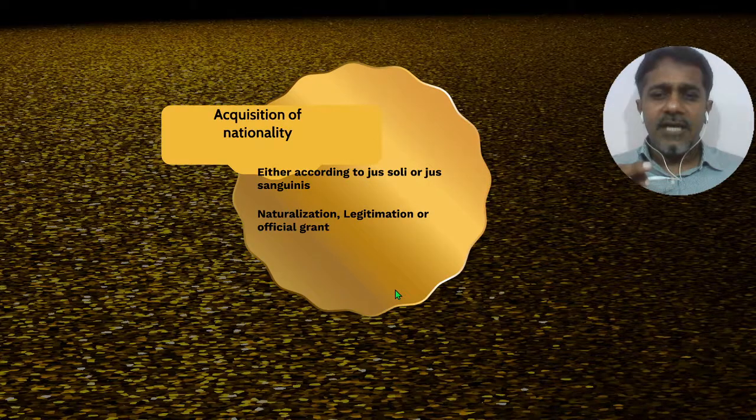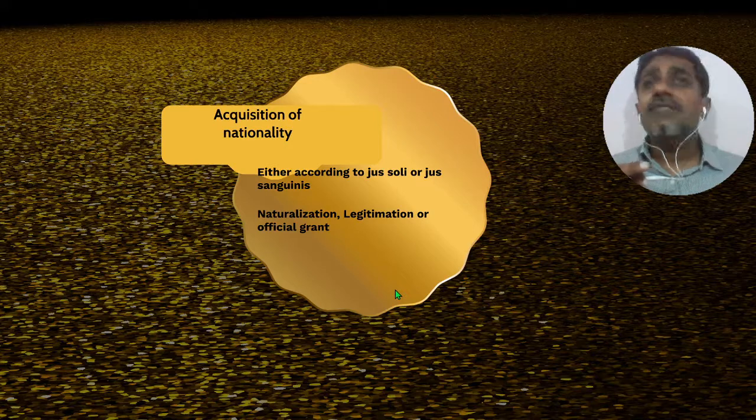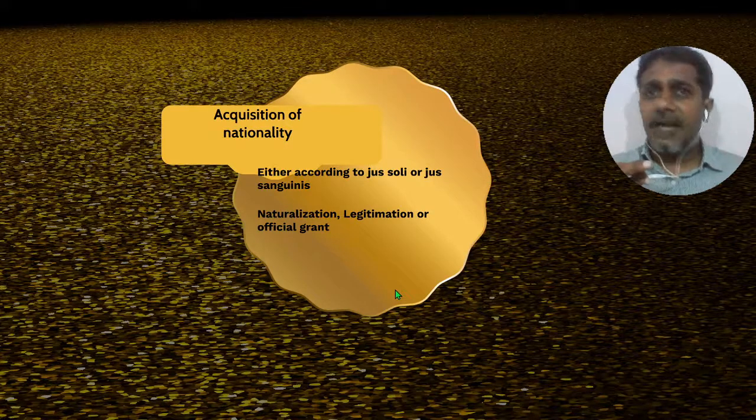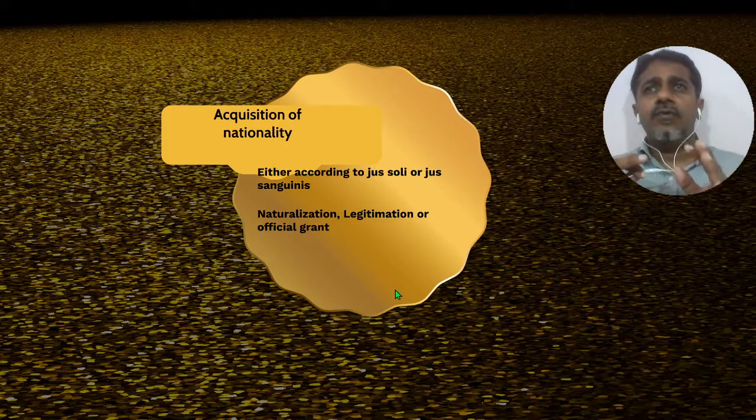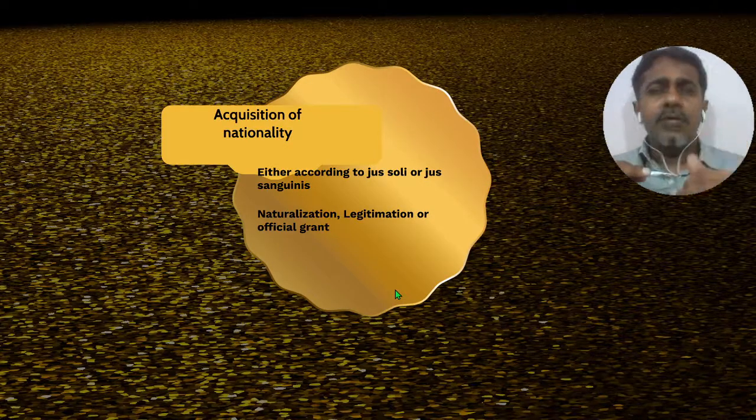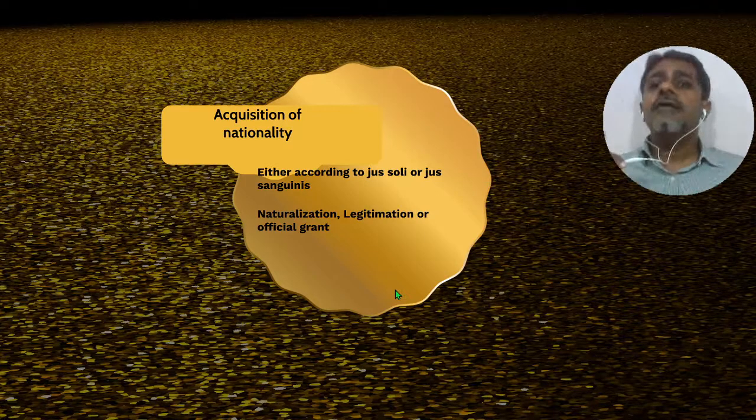First method is birth. Second method is naturalization. Third method is legitimation. And the fourth one is official grant, for which there are elaborate provisions which you already studied in your constitution. You have to file an application with the concerned authority prescribed by the central government, and they are going to impose many conditions as per the laws and rules framed from time to time by the government. After you comply with all these requirements, if the concerned authority is satisfied that it is advisable to grant you citizenship, then you will get the nationality. That is official grant of nationality.